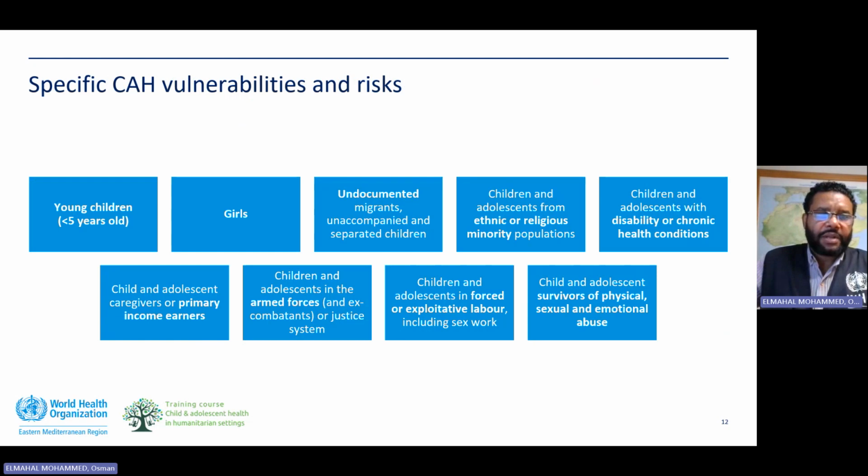There are specific child health vulnerable groups at risk. You may know all about that, but the guide describes some of them: younger children less than 5 years old, the girls, the unaccompanied migrants or accompanied separated children, and adolescents from a specific ethnic or religious minority population, children and adolescents with disability and chronic health conditions, child and adolescent caregivers or primary income earners, child and adolescents in armed forces and combat and the justice system, children and adolescents in forced or exploitative labor, including sex work.